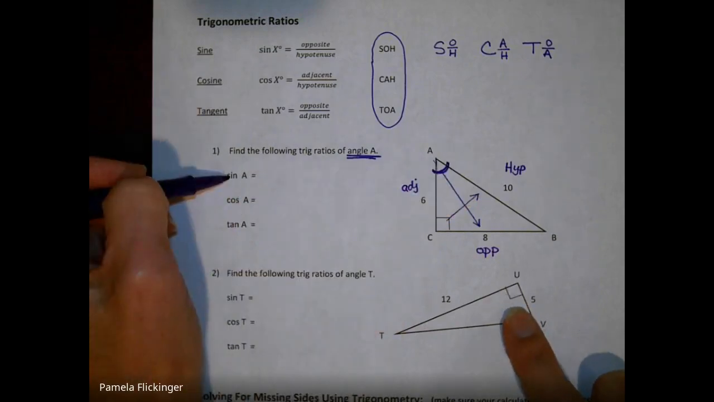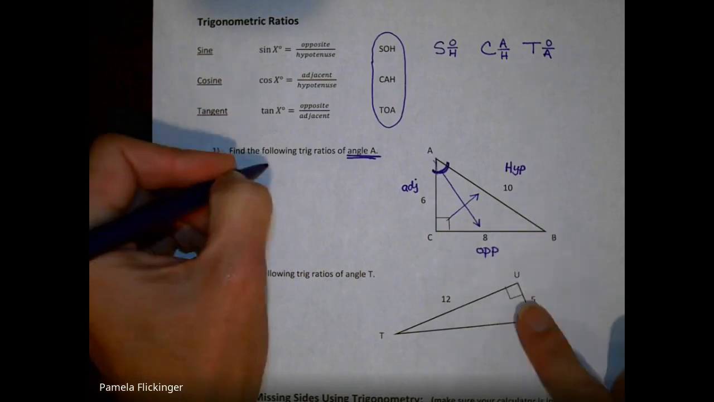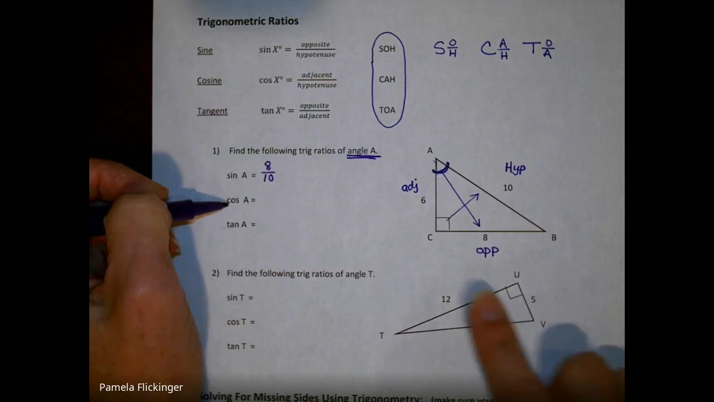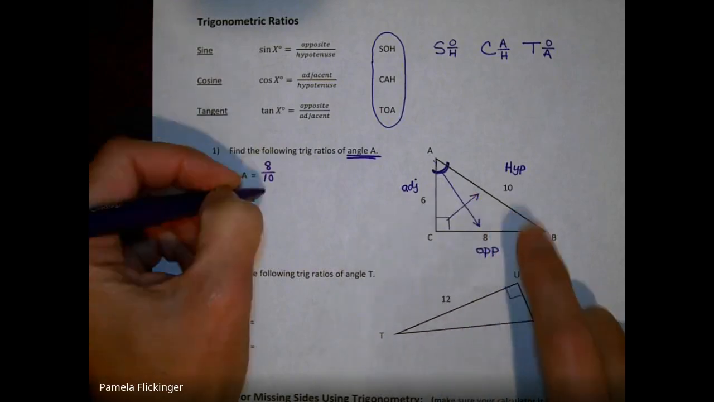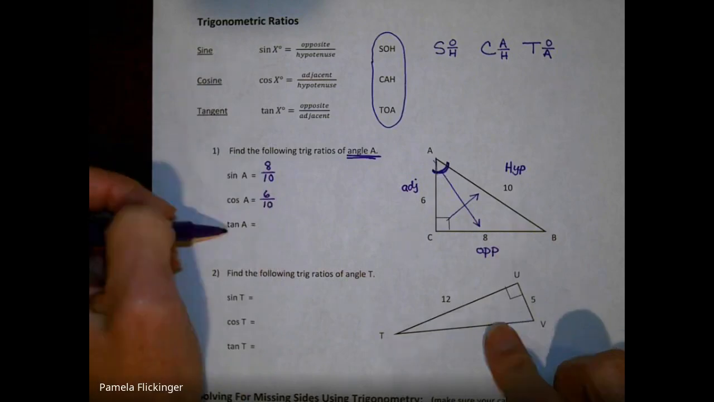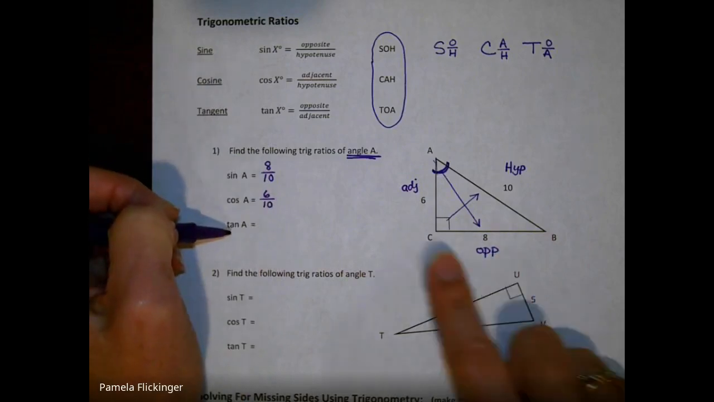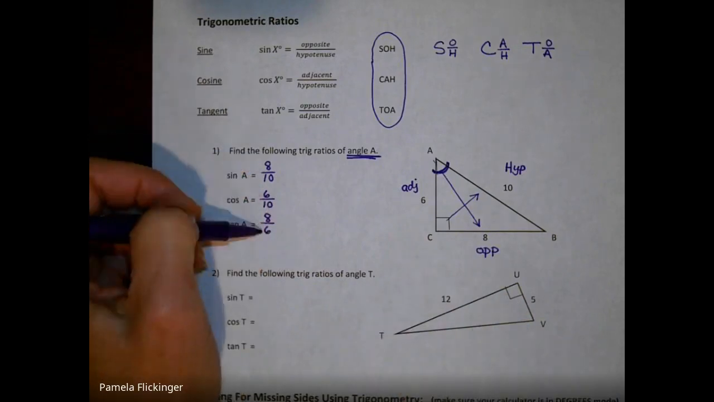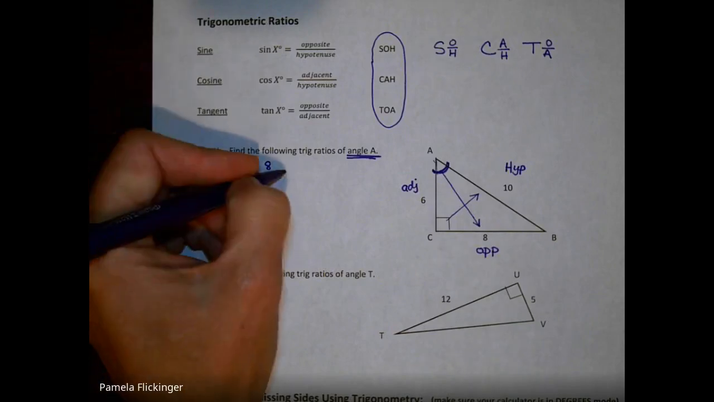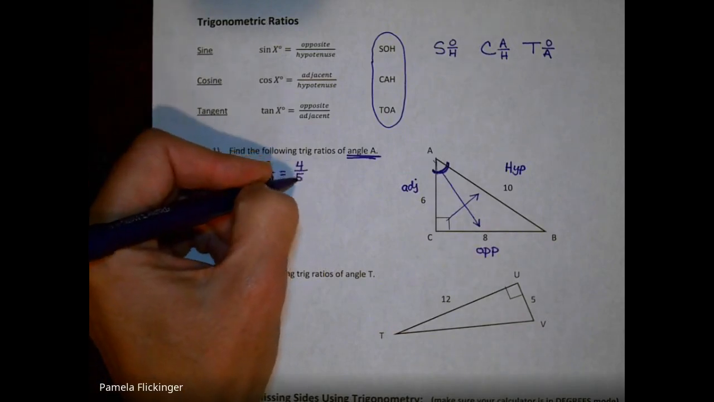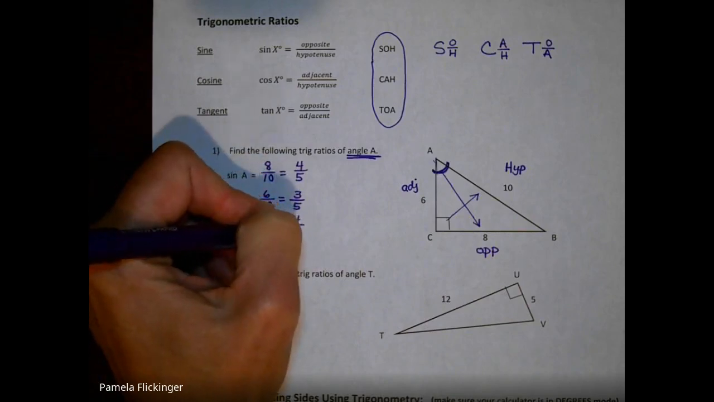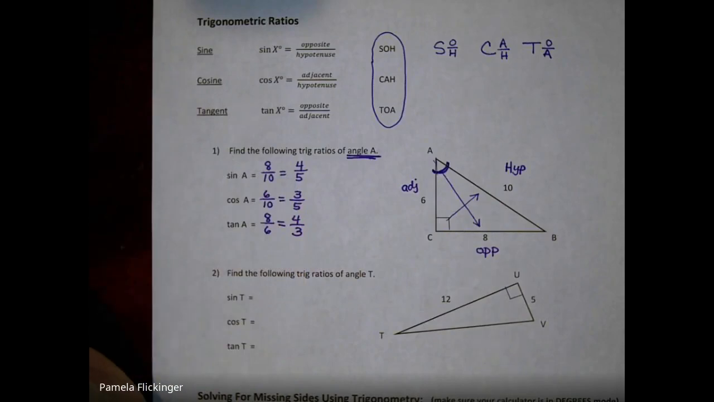So the sine, using our little SOHCAHTOA, is always opposite over hypotenuse. So we would start with 8 over 10. Cosine is always adjacent over hypotenuse, so that would equal 6 over 10. The tangent is always opposite over adjacent, so 8 over 6. Now, because we're writing ratios, these should always be in lowest terms. So 8/10 becomes 4/5. 6/10 is 3/5. 8 over 6 is 4/3. So those are our ratios.